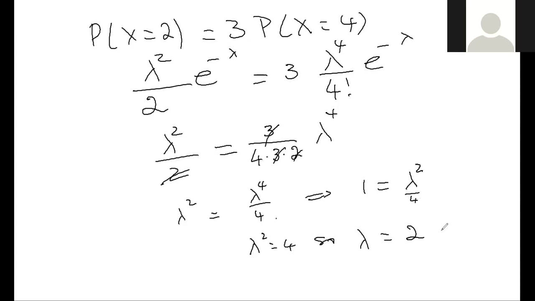And what is the variance of this Poisson distribution? Two. Understanding the problem is key to solving them in probability. So I want to add some remarks here.